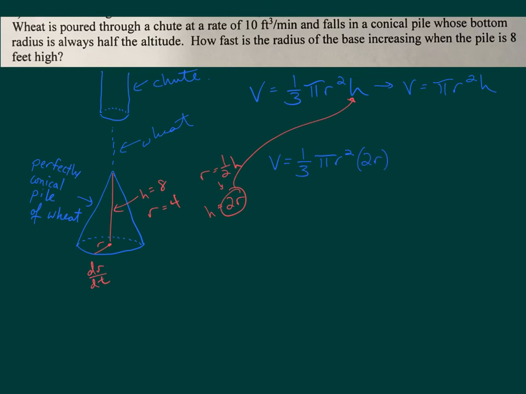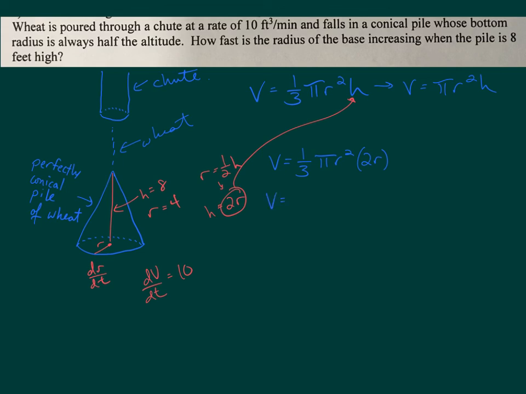So what that leaves us now is, wait, do we have all of our information? No, it looks like we have this little bit here. Wheat is being poured through a chute at a rate of 10 cubic feet per minute. That cubic feet unit means we are talking about a volume. So the volume here is changing at a rate of 10 cubic feet per minute. But it's a positive 10 because this pile will be getting bigger if more is added to it.